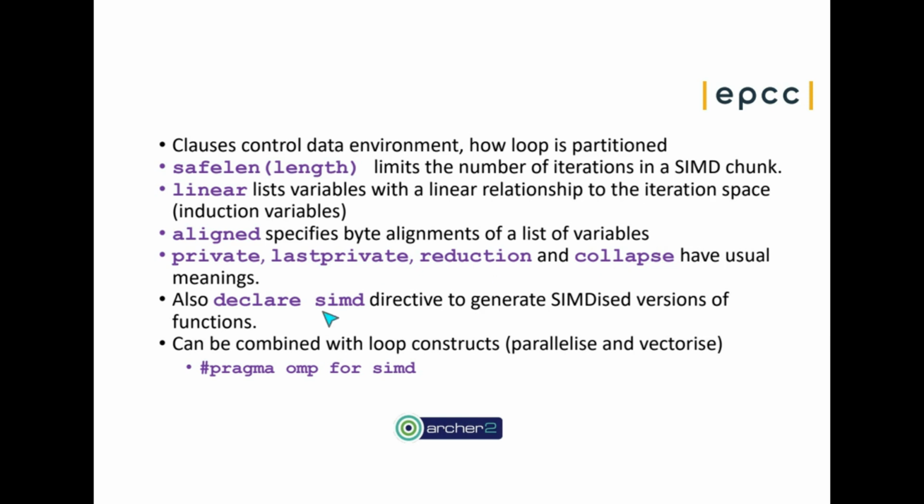There's also a way of handling functions, as long as your function is a nice function in some sense. For pure functions in Fortran, for example, you can say declare SIMD, and that will generate SIMDized versions of functions. It's a way of dealing with function calls inside loops and vectorizing those. And if you want both thread parallelism and vectorization, there are combined loop structures. You can say pragma omp for simd, and then you get both.